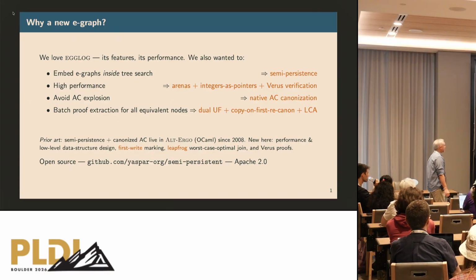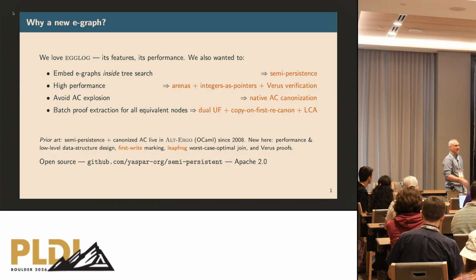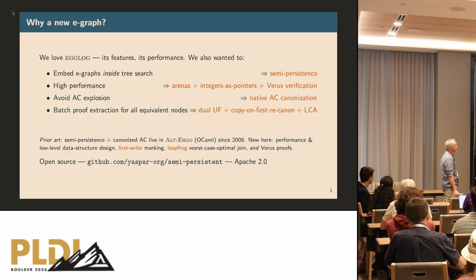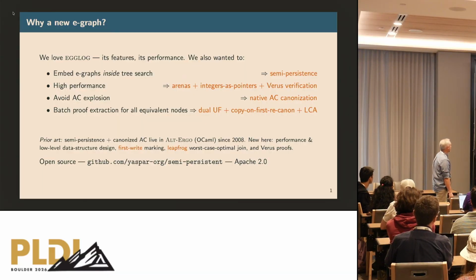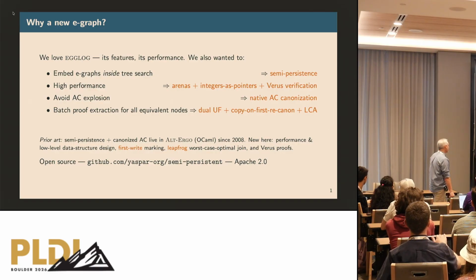The semi-persistent and AC matching, like canonized AC matching, already exists in an SMT solver called Alt-Ergo since 2008. So nothing I'm presenting here is new. The only new thing is it's written in Rust and verified using Verus. And we also just recently open sourced the code, so everyone's welcome now to use it or contribute.